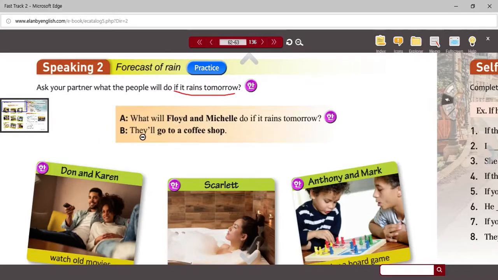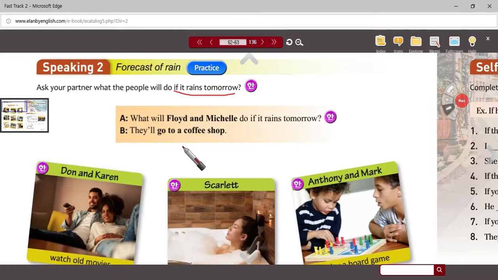Let's read the example. We're going to be talking about not you and not me. We're going to talk about Floyd and Michelle. So what about Floyd and Michelle? What will they do if it rains tomorrow? They will go to a coffee shop. So that's the likely outcome. Maybe they were going to go for a hike. Maybe they were going to drive out of town. But maybe they'll do something inside. Maybe not inside their house, but they will go somewhere, just not very far.